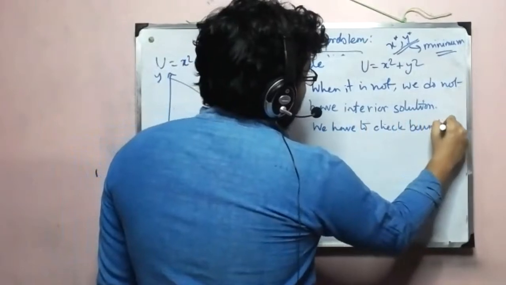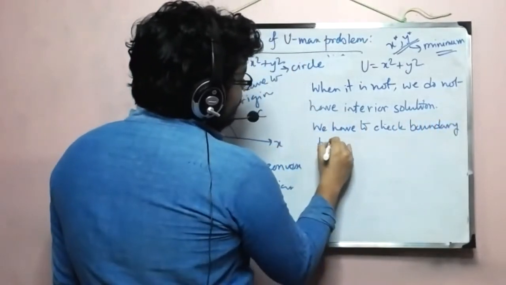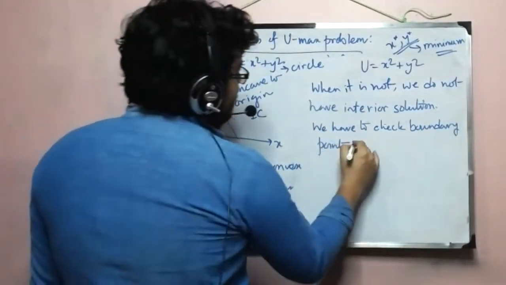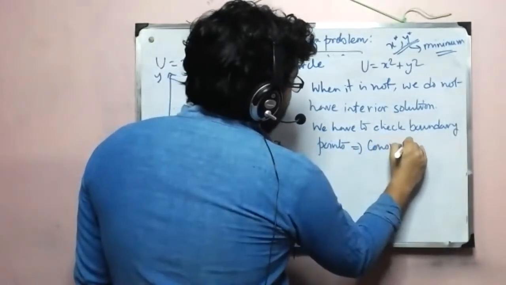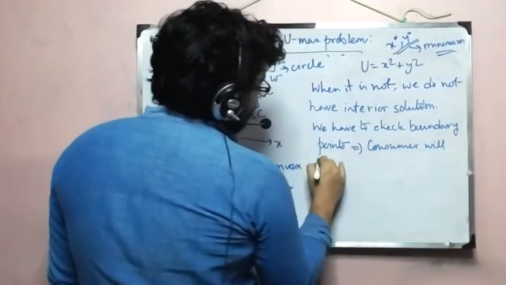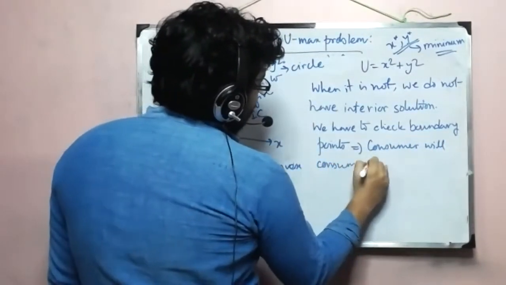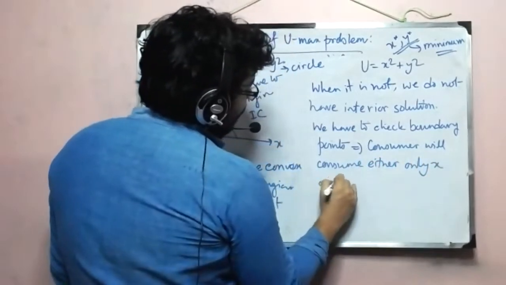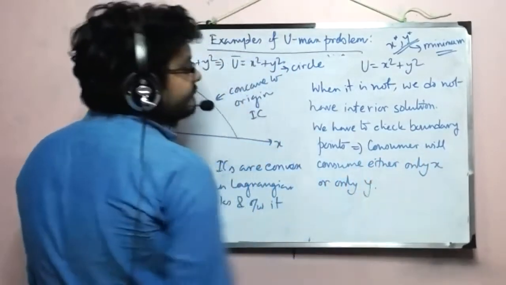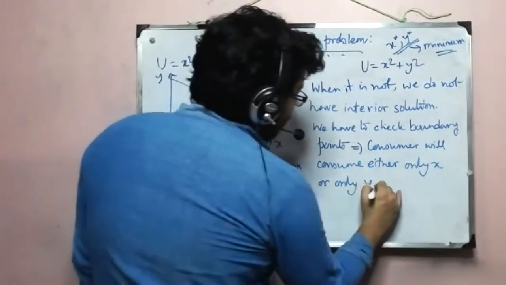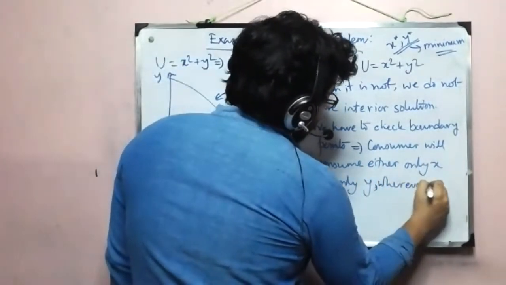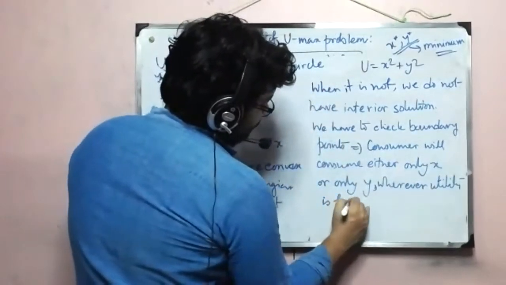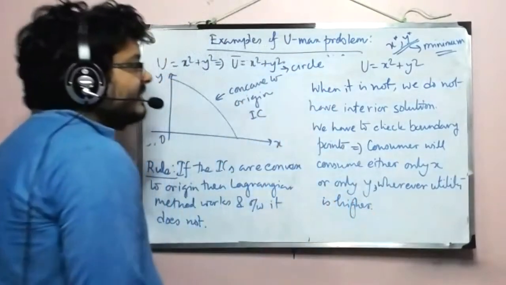Now, what does that mean? In terms of economics, in our problem of utility maximization, boundary points implies that the consumer will consume either only X or only Y, wherever utility is higher. Now doing that is pretty easy, right?